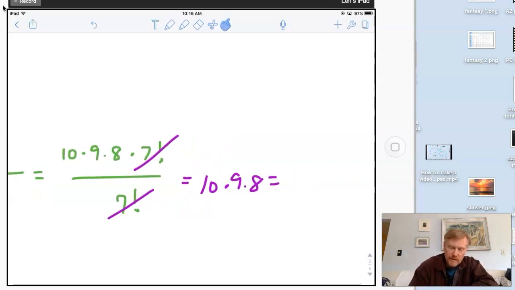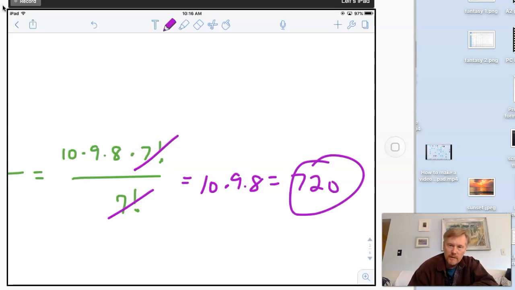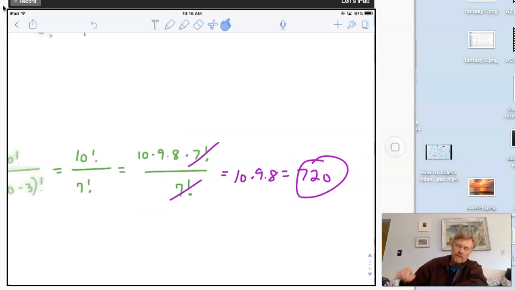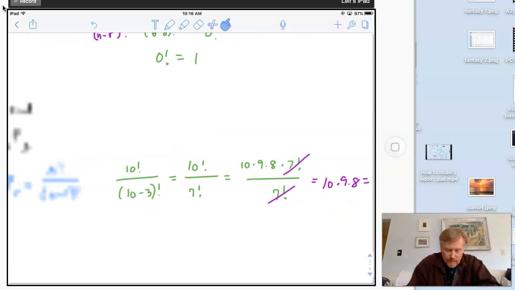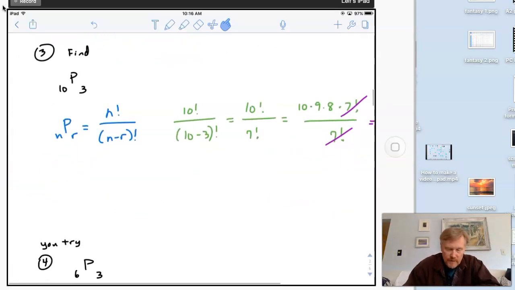9 times 8 is 72. 72 times 10 is 720. And you get an answer just like that without a calculator, okay? All right. So that's the answer.